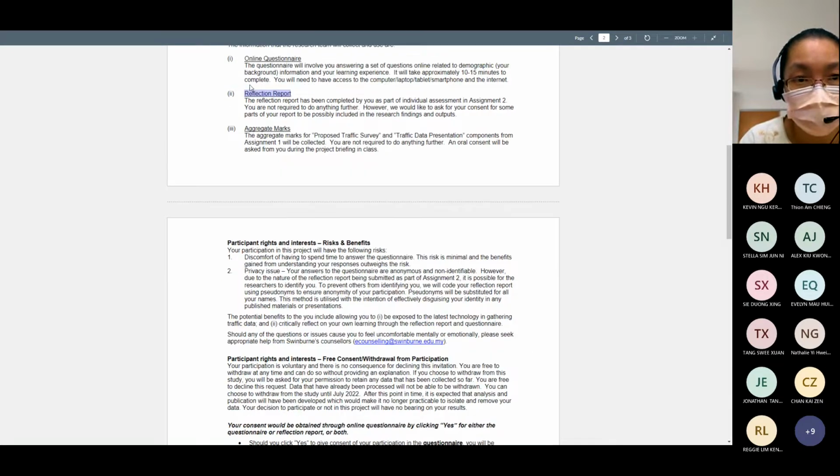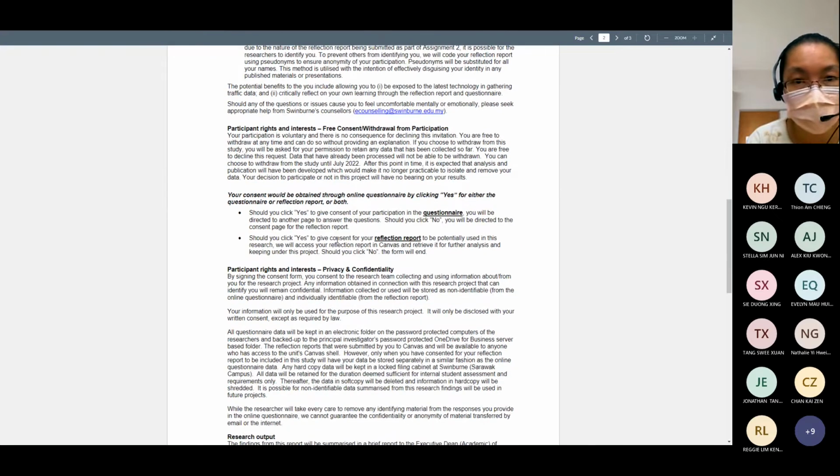Okay, so once you complete the questionnaire, it will be linked to the consent form for the reflection report in another questionnaire, but it is linked, so it's kind of like one questionnaire, one survey link only. Okay. Yeah, your participation is totally voluntary, and there is no consequence if you decline this invitation, or if you want to withdraw, or if you don't want to participate. That's totally voluntary. Okay, but I'm hoping that you will help me. Yeah.